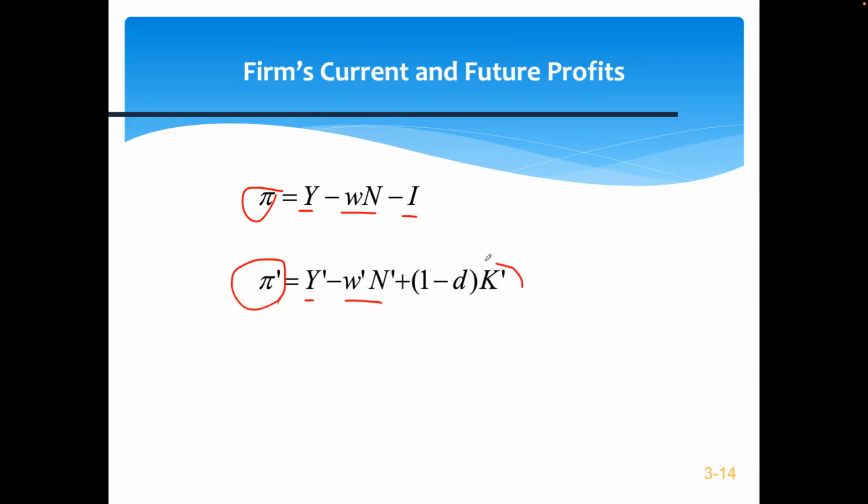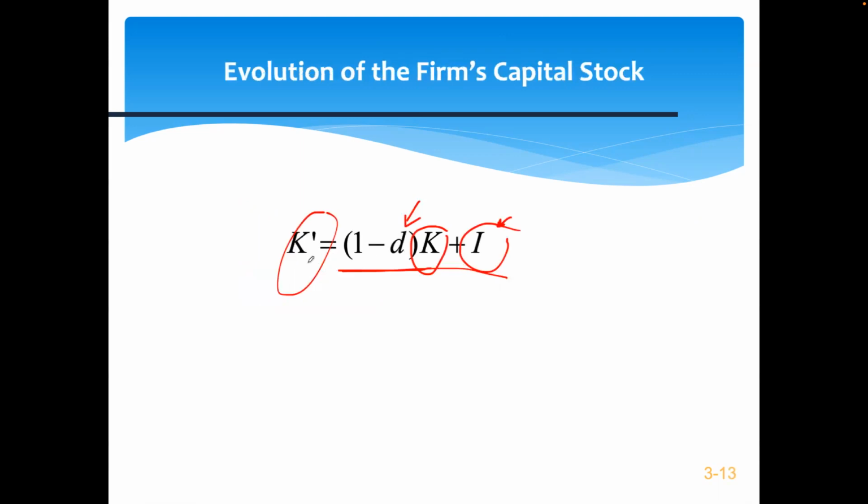Now, what is this term? Let's go back. You enter the second period, and this is what you have: (1 minus d) times K plus I. To enter the second period, you're going to have K prime. Now, after one period, similarly, there's some depreciation. So K prime is going to become (1 minus d) times K prime, because you depreciate over one period.